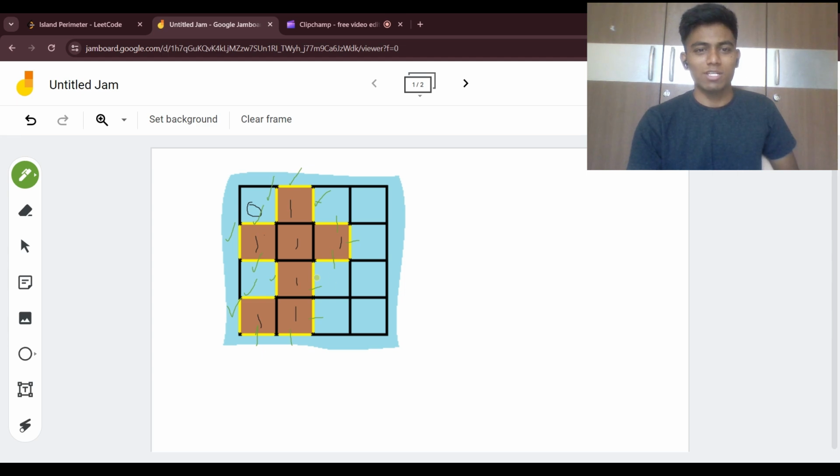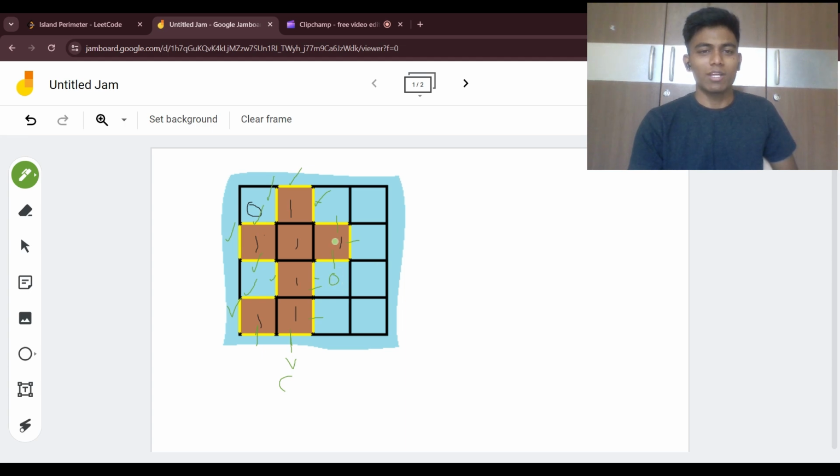Suppose this one. We need to consider this particular side. Why? Because it is connected to 0. And we need to consider this particular side. Why? Because it is connected to the boundary, like it is outside of this particular boundary. So we need to consider two cases. One is when it is connected to water, which is 0, and the other is when it is at the boundary, either the upside or the right side. So we are going to consider all boundary conditions as well as this particular 0.